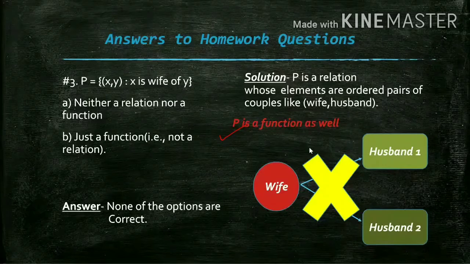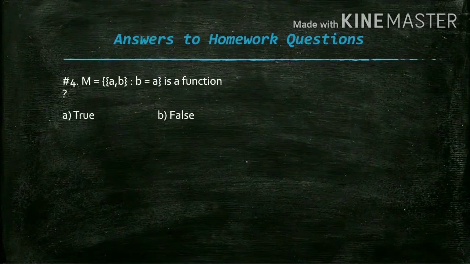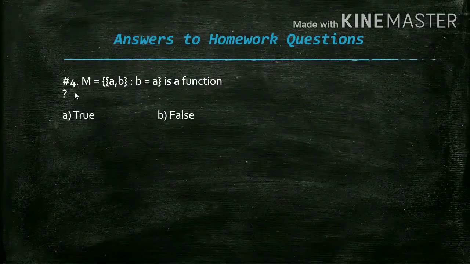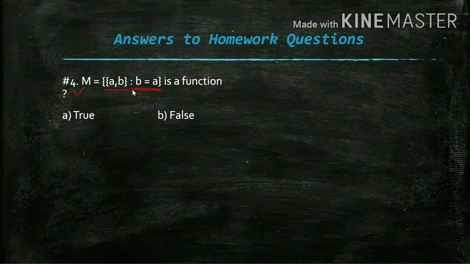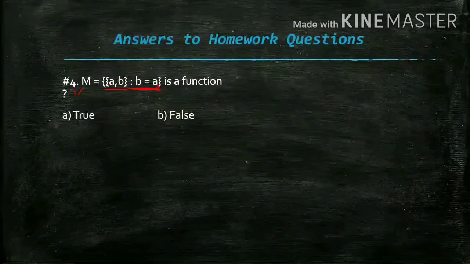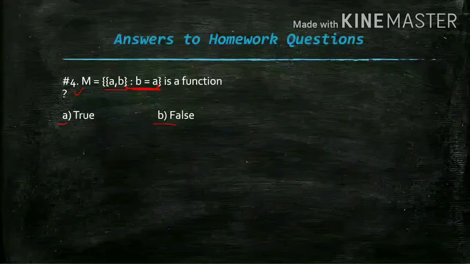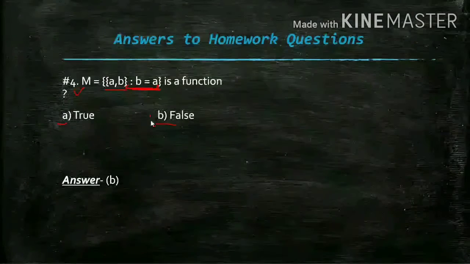Okay, let's now move to the next question, which was this. It was giving you the set M, which is like this, and B is equal to A. This is the relation, how these two are related, and it is telling you it is a function. You have to state whether it is true or false. So without wasting any time, let me reveal the answer, which is false. Of course, it is false.